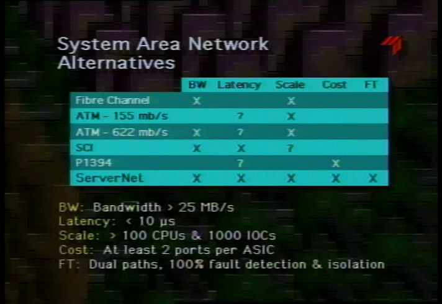ATM has been one of the most popular networks proposed for clustering, but if we look at the requirements, first of all, the 155 megabit or OC3 ATM is the current standard, but its bandwidth is only about 18 megabytes per second and can't quite keep up with SCSI speeds. ATM has generally not been proposed as a disk interconnect, but only for messaging.